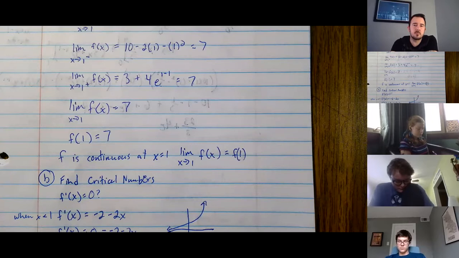All right, part B, then. This is a much bigger question. Find the absolute minimum value and the absolute maximum value of f on the closed interval -2 to 2. So, absolute min, absolute max.